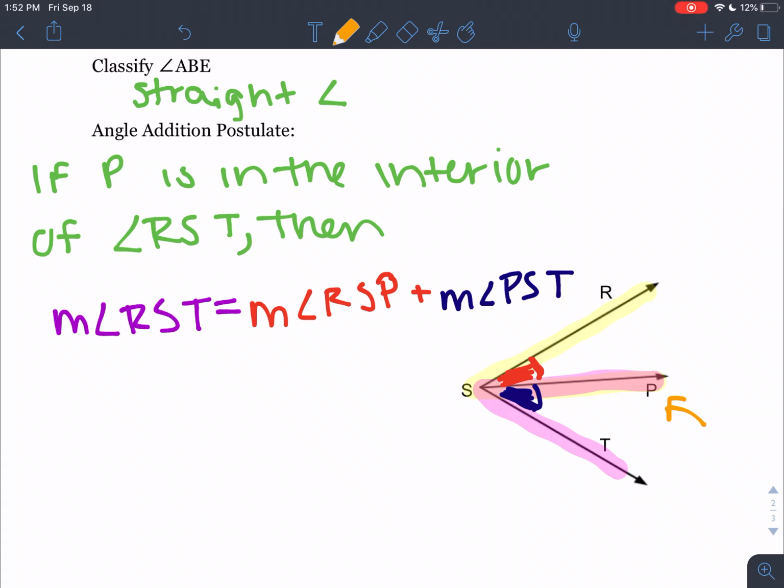So this is saying that these two little angles make up the larger angle. That may seem obvious, but it can help us solve some different problems.